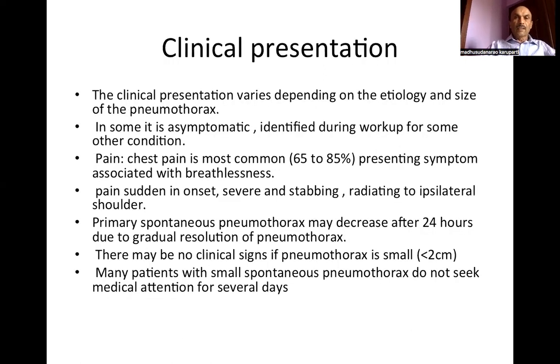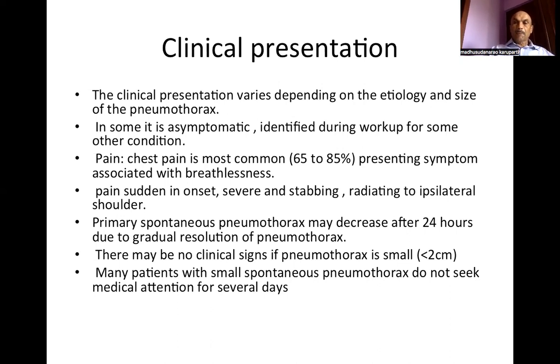Then how does the patient present clinically? Clinical presentation varies depending on the etiology and size of the pneumothorax. Well, in some it is asymptomatic, identified during the workup for some other diseases. It is an incidental finding in these individuals. It is usually asymptomatic.